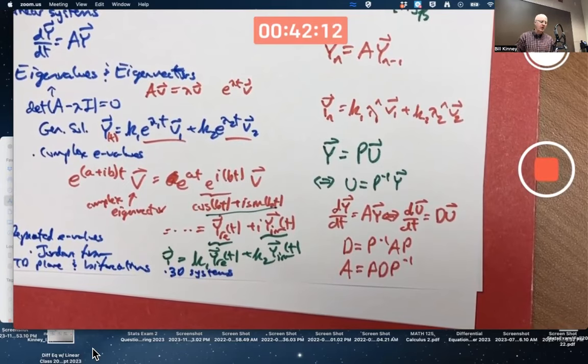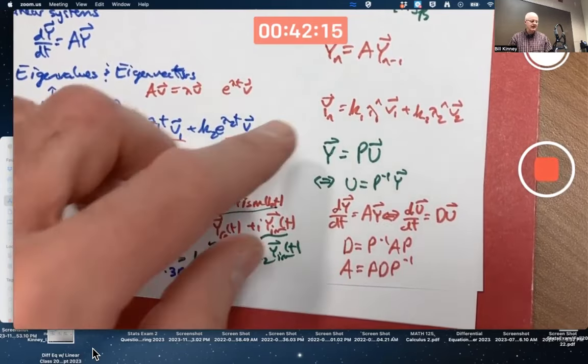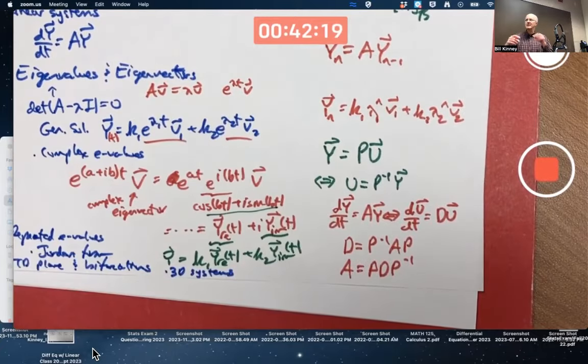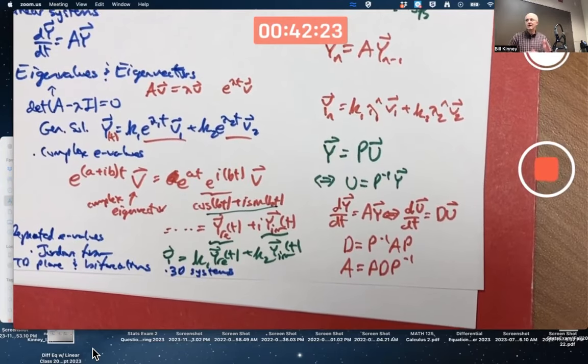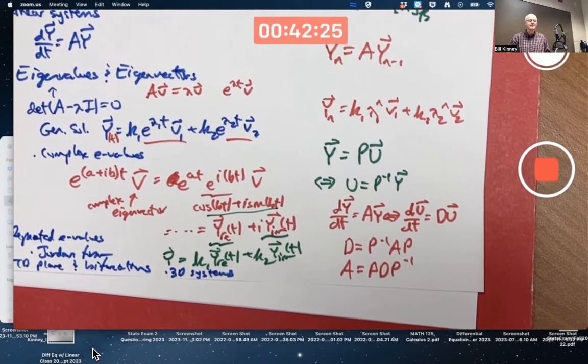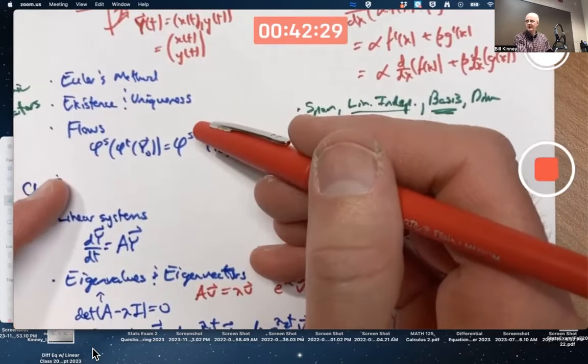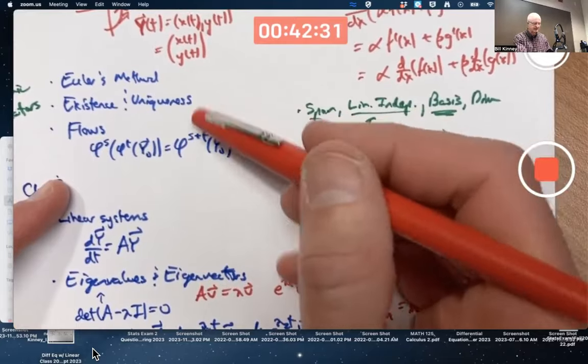That allows you to find formulas for the solution in both the differential equations and the difference equation case, using the matrix exponential for the differential equation, and matrix powers for the difference equation. I did introduce the matrix exponential earlier as well, back in chapter 2, as an extra thing I did besides flows.